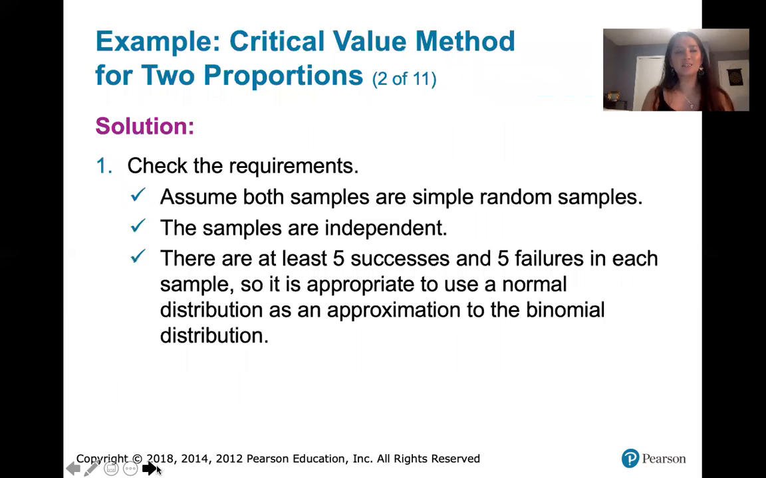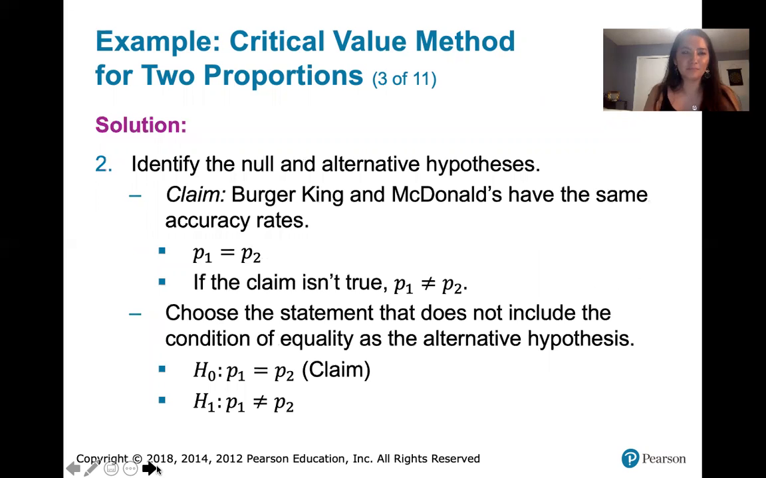So first thing we need to do is check the requirements. We can assume that both samples are simple random samples. The samples are independent. There is no pairing between orders at McDonald's and orders at Burger King. And we have at least 5 successes and failures in each sample. So it's appropriate to use a normal distribution as an approximation to the binomial distribution.